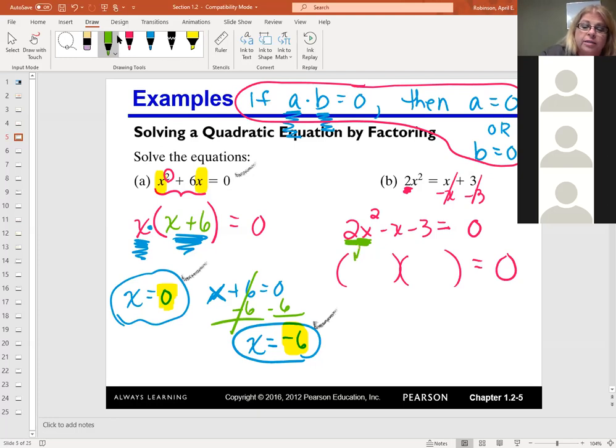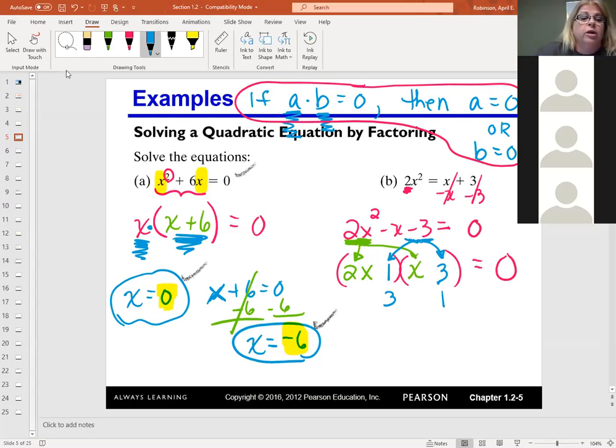But this 2x squared, I'm gonna have to have a 2x here and an x there. Those are my only choices. For the back end here, which is this minus 3, that goes for last times last. And 3 is a prime number. I only have two choices, 1 and 3, or I could put 3 and 1. It depends.